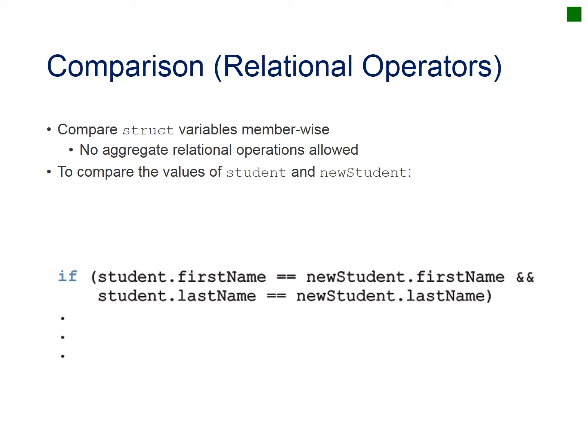Comparison. Relational operators compare struct variables member-wise. No aggregate relational operations allowed. To compare the values of student and newStudent, we would have if student.firstName is equal to newStudent.firstName and student.lastName equal to newStudent.lastName.